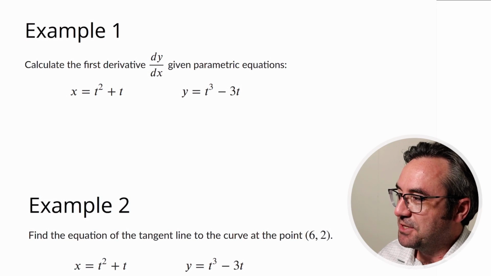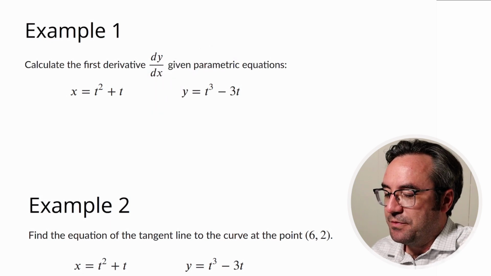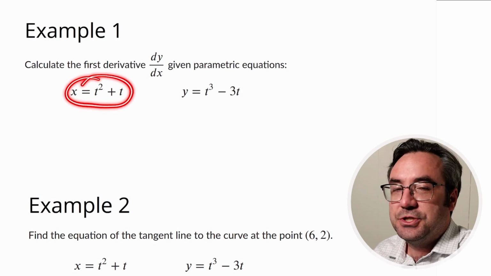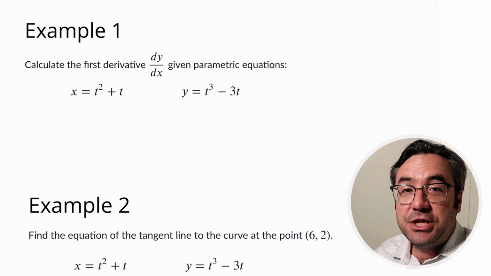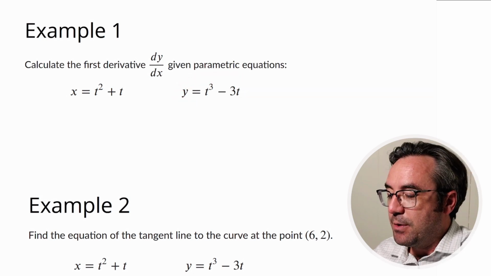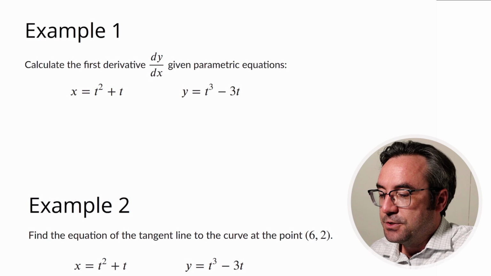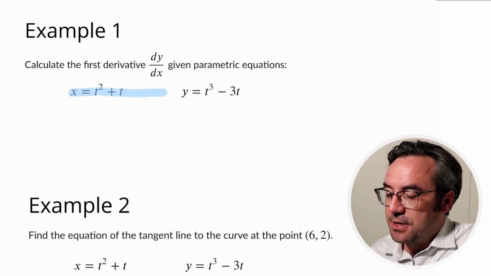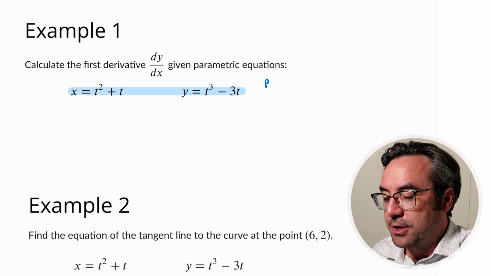Let's start with an easy one. In example 1, we've got our system of parametric equations. Our x equation is x equals t squared plus t, and our y equation is y equals t cubed minus 3t, and we want to calculate the derivative dy/dx. Together, these two equations, our x equation and our y equation, give us our parametric curve.